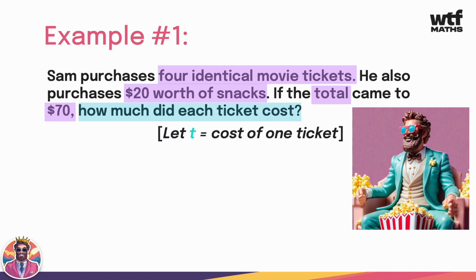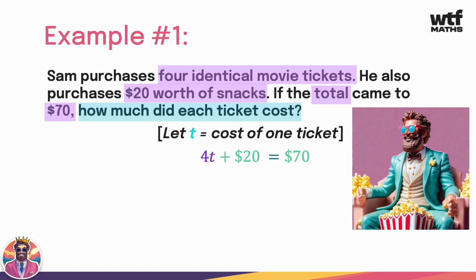First of all, I'm going to use the letter T to represent how much a ticket costs. I do suggest for any worded question, you let whoever's reading it know what variables you're using and what they mean. So let's try to make an equation out of this information. We know he bought 4 tickets, so 4 times T. Plus, he spent $20 on food, and the total came to 70. So here's our equation: 4T plus 20 equals 70. So 4 tickets plus $20 worth of snacks is $70.